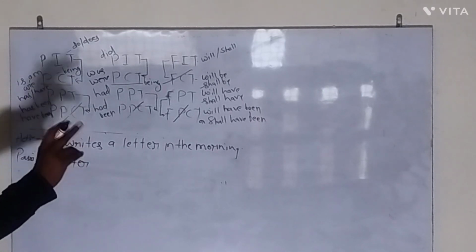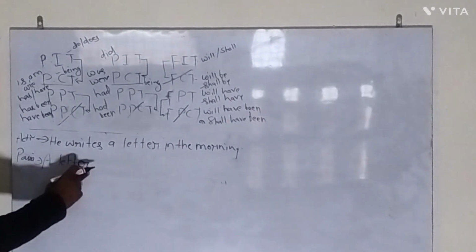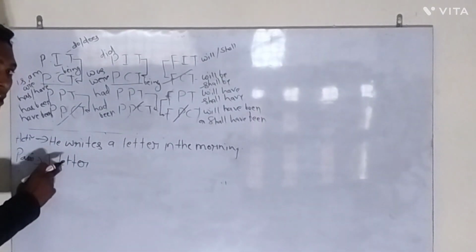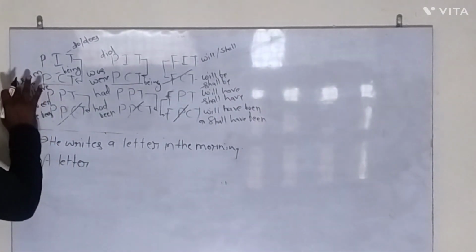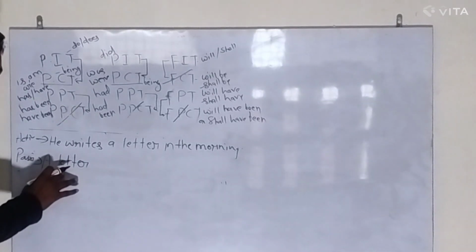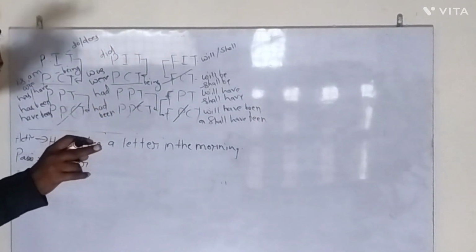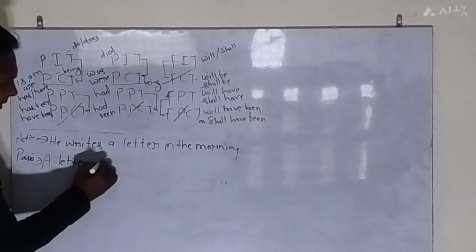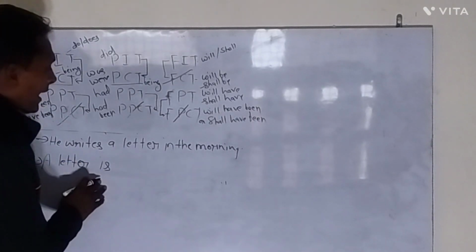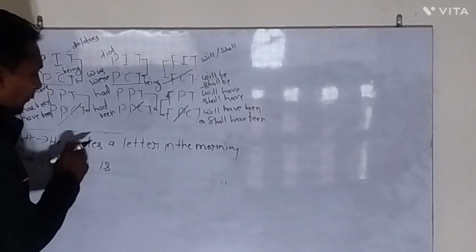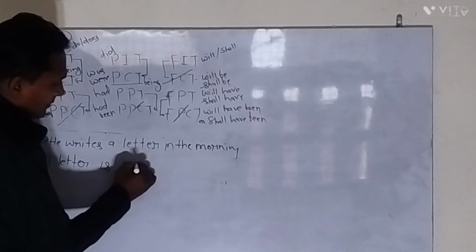Is will be based on the subject. Now a letter is the subject, so "is" will be the helping verb. Why "is"? Because a letter is singular, not plural. So a letter is, and now the verb's third form will be written.